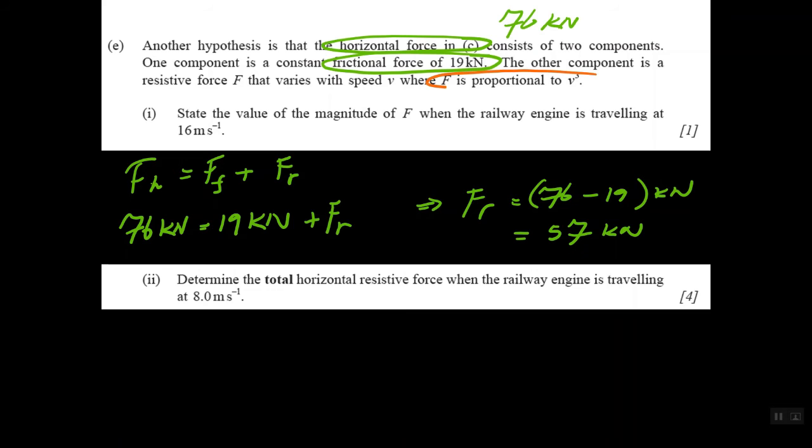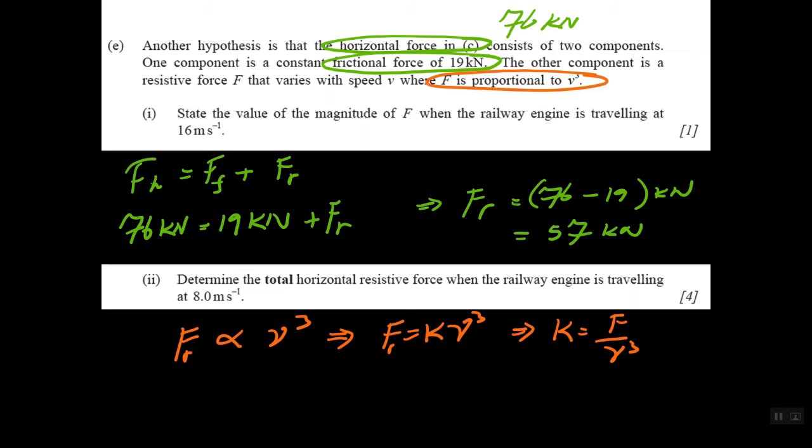The resistive force is proportional to v cubed, which can be written as resistive force equals k v cubed, where k is a constant. We can actually find k first. k equals F divided by v cubed, and from the previous question we know the resistive force is 57,000 and the velocity is 16. That gives us k, which is 13.91, and we plug into resistive force equals k times v cubed.